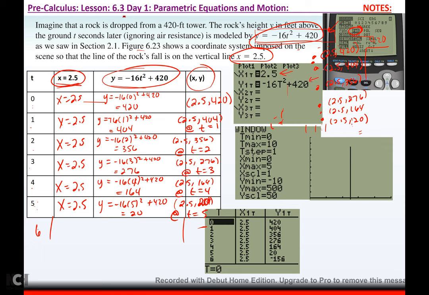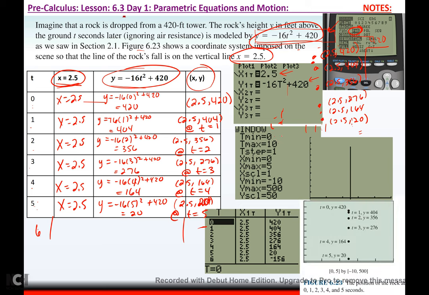Again, you've got to be careful with your window. I set my time to go from 0 to 10 seconds, and it stepped by 1. For my x, I just went from 0 to 5 because I knew my vertical line was only at 2.5, so I didn't need to go farther than that. My y, I had to go up to 500 because I knew I have this 420 up here, so I had to get higher than that. That's what I set my window at. When you graph it, all you get is this straight line. What you can't see is the points plotted. So I put this one up here because it did a way better job than my picture up here.